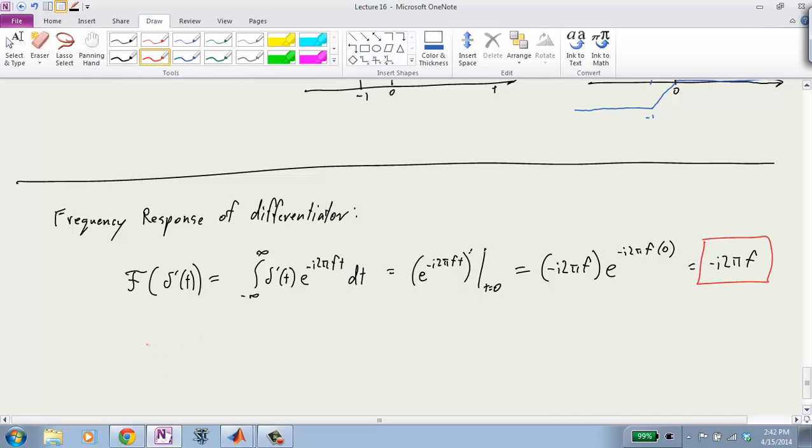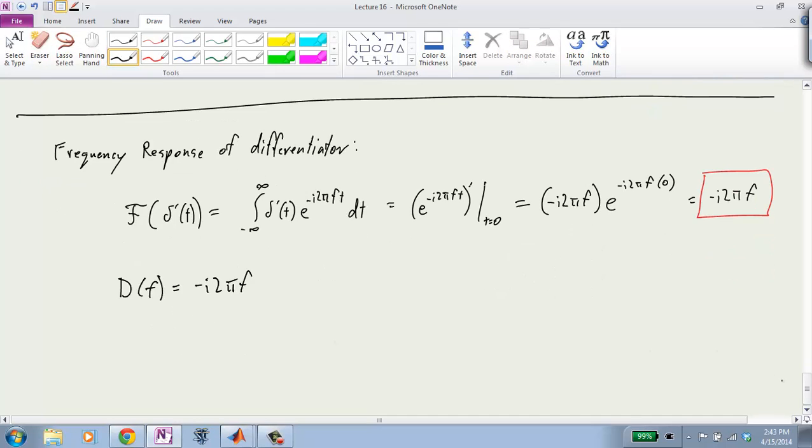So D of f equals minus i 2 pi f. Okay. So what is the magnitude of D of f? Well, how do we calculate a magnitude? It's going to be too obvious to some people, but we'll go through and calculate it using the fact that it's the square root of D of f times the conjugate of D of f. I'm only doing this so you realize that you can find magnitudes of even more complicated functions.